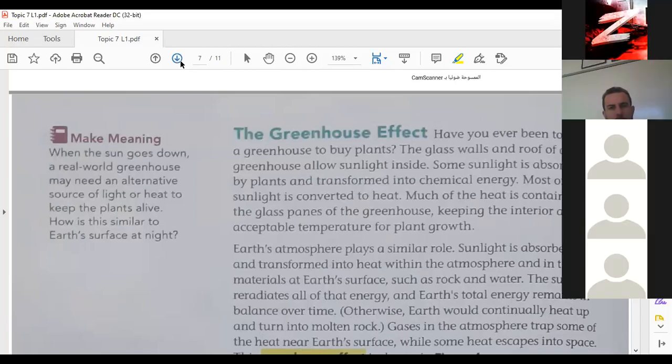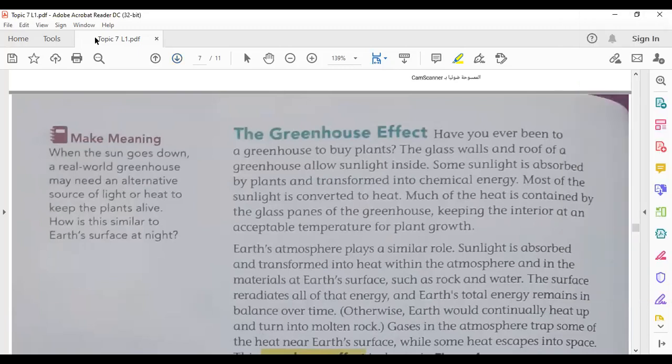What is the greenhouse? Houses made up of glass and they grow plants inside them. Wait a minute, I want to show you.